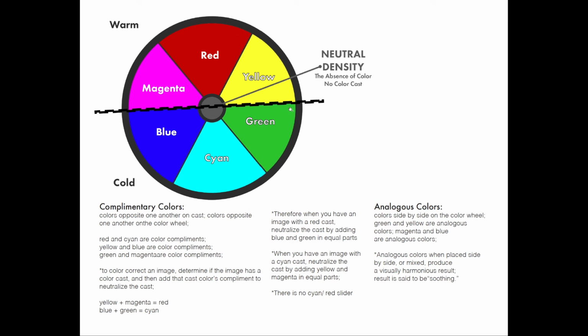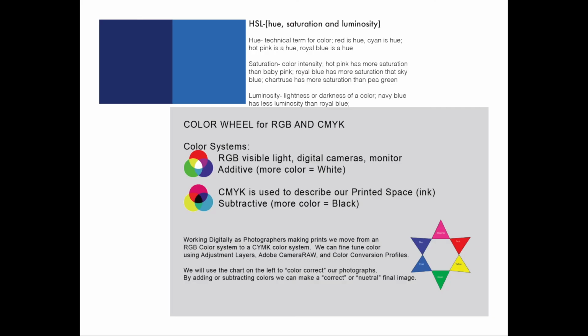Also, you just want to notice that we also have analogous colors. Those are colors that are side by side on the color wheel. So green and yellow are analogous, green and cyan are analogous, and people say that those make a nice soothing color.